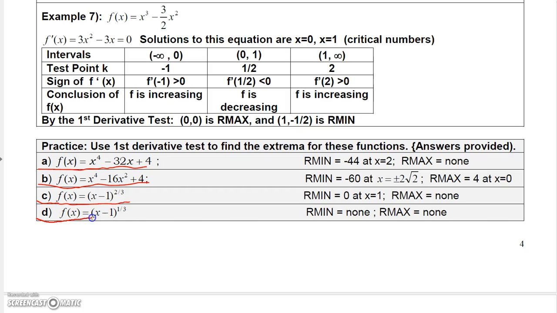I'm pretty sure I double checked them with the graph, but notice that C and D are similar, but C, to the 2/3 power, is actually going to have a relative minimum, but not a relative maximum. But D is going to have neither a relative minimum nor a relative maximum. Now you will get a critical number, but you won't get a relative extrema. So you can do those as practice and then check your answers.